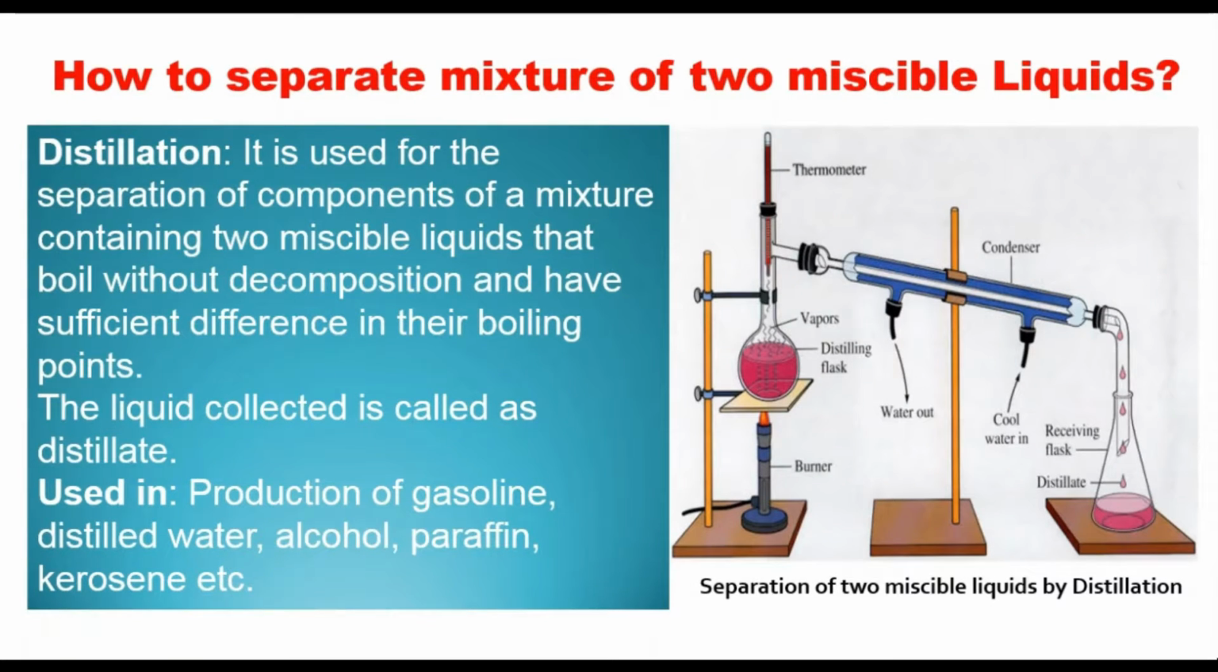Such type of liquids can be separated by the process known as distillation. Now distillation is used for the separation of components of a mixture containing two miscible liquids that boil without decomposition and have sufficient difference in their boiling points.